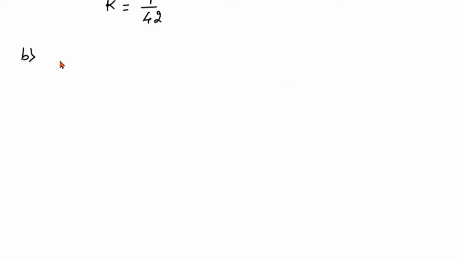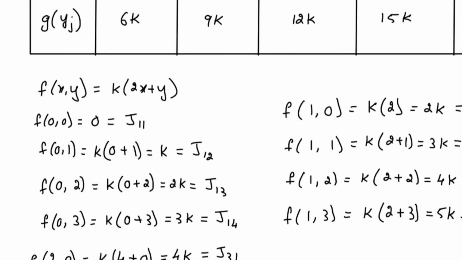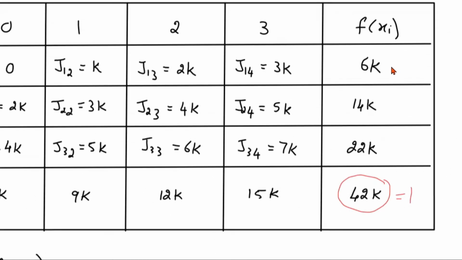In part B, we need to find the distributions of X and Y. So the distribution of X: you have the Xi values and the f of Xi values. You already know the values of X are 0, 1 and 2. So what are the f of Xi values? Go back to the table and check over here. The first value is 6 times K, the second value is 14 times K, and the third value is 22 times K.